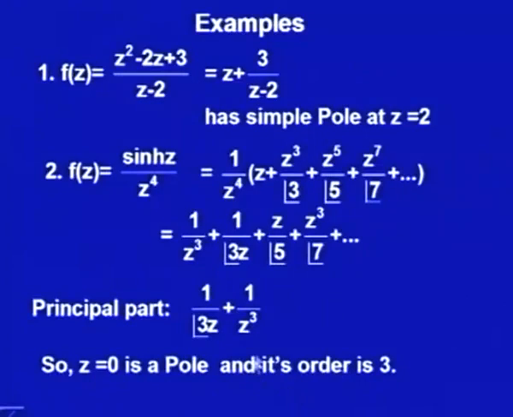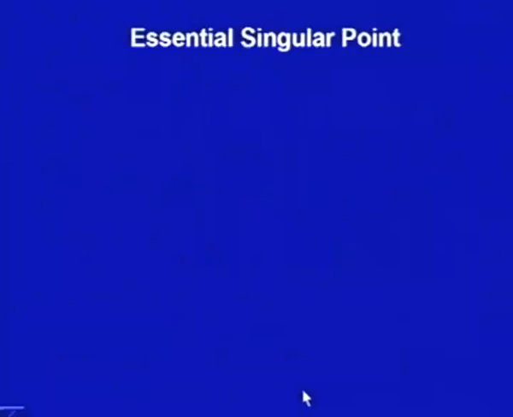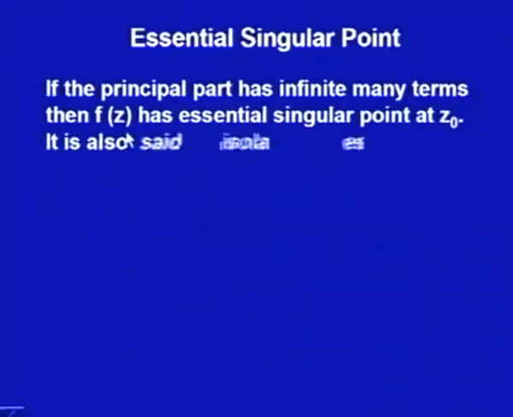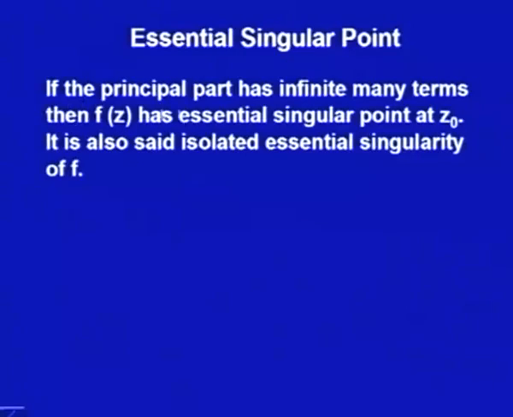Now, come to the question: if my principal part contains infinitely many terms, then we call that isolated singularity an essential singularity. So, we define the term essential singular point. If the principal part has infinitely many terms, then f(z) has an essential singular point at z naught. It is also said to be an isolated essential singularity of f.